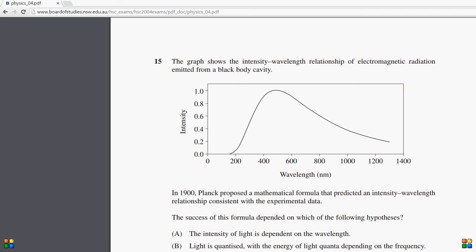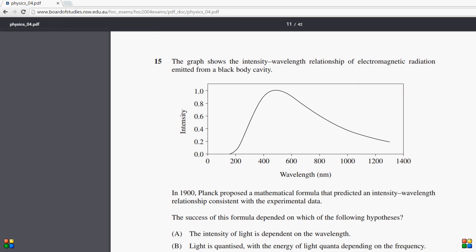Anyway, the graph shows the intensity wavelength relationship of electromagnetic radiation emitted from a black body cavity. In 1900, or in the 19th century, Planck proposed a mathematical formula that predicted the intensity wavelength relationship consistent with the experimental data. Okay, this is just a memory question. The success of the formula depended on which of the following hypotheses? The intensity of light is dependent on the wavelength. Intensity, nope, that's not true.